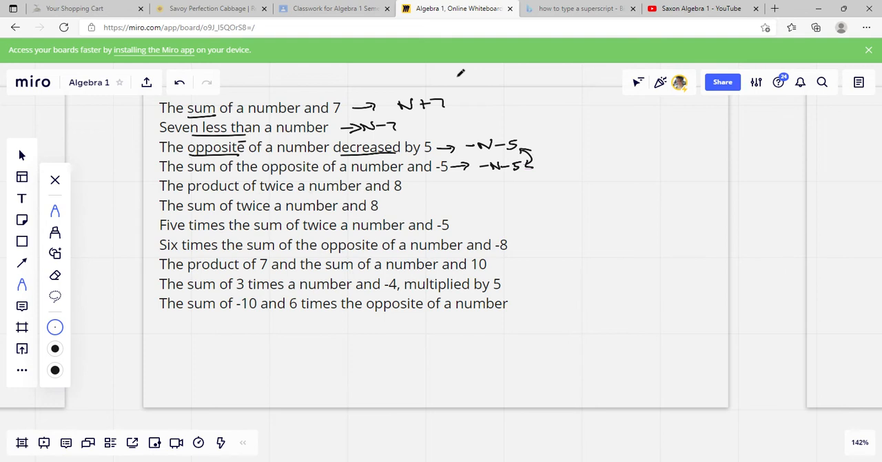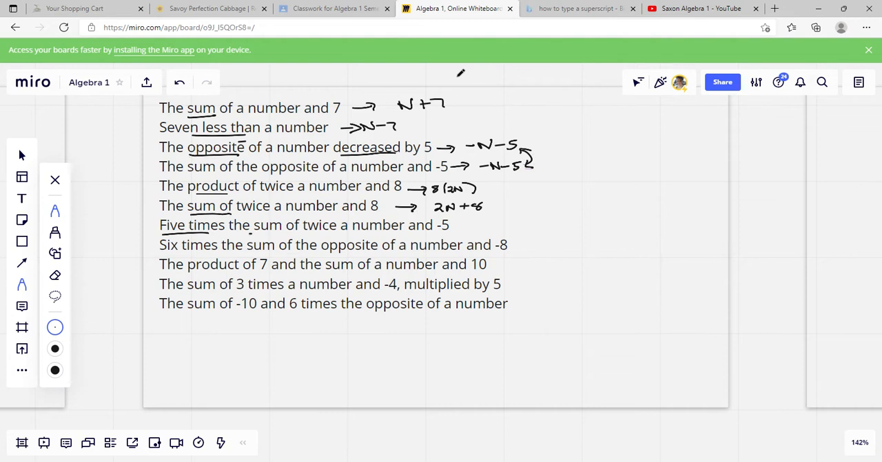The product of twice a number and 8. Product means to multiply. Twice the number would be 2n, and we multiply that times 8, so 8 times 2n. The sum of twice a number and 8. So twice the number is 2n, and we're adding 8.